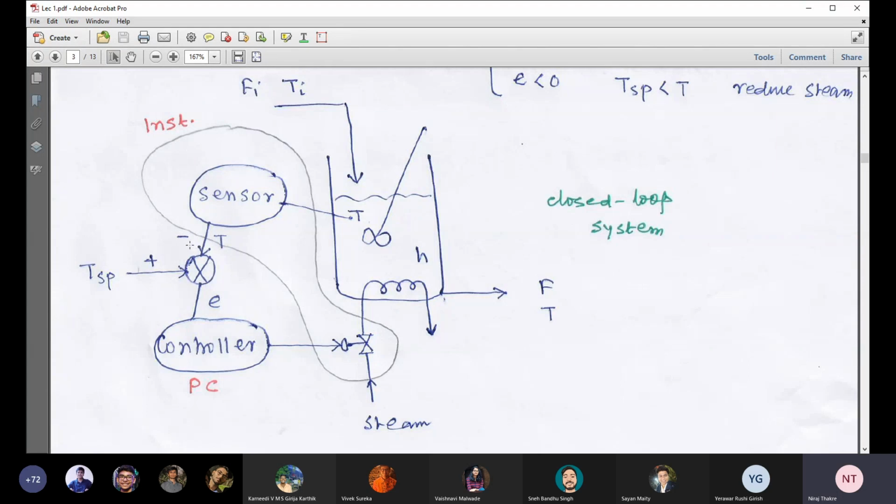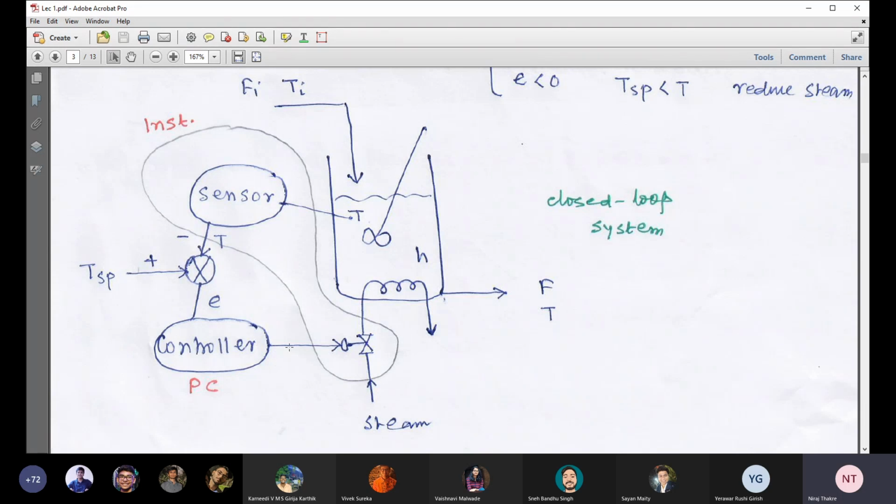It carries a negative sign, and there is the set point, which is fixed by you or maybe the operator, which carries a positive sign. Then this block is basically the comparator. This comparator compares the set point minus T. That is the error signal, which is denoted by small e. This error signal goes to the controller. Then the controller calculates the control action.